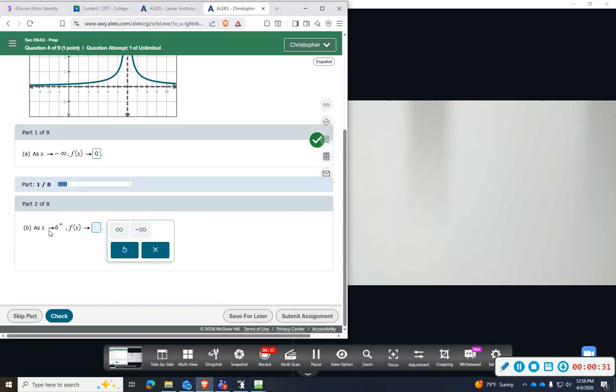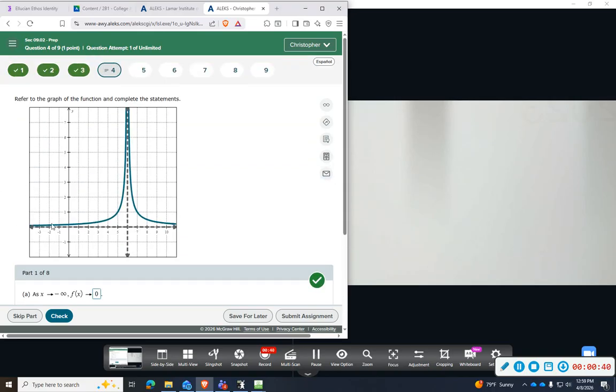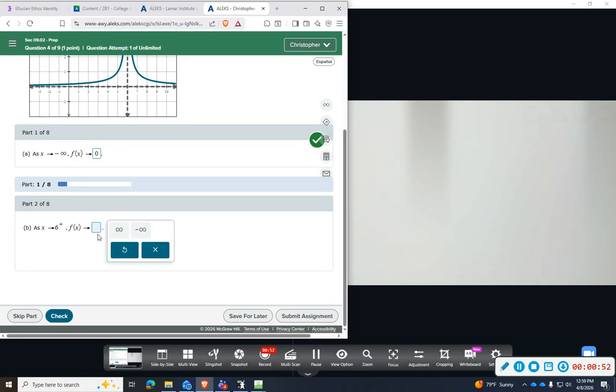As x goes toward the number 6, and we're coming from the right, so as I go toward 6, but I'm coming from the right side. So this is the left side going toward 6. This is the right side. So I'm coming toward 6 from the right. The y value as I get close to 6 is shooting up toward positive infinity. So we're going to say the y value is positive infinity.